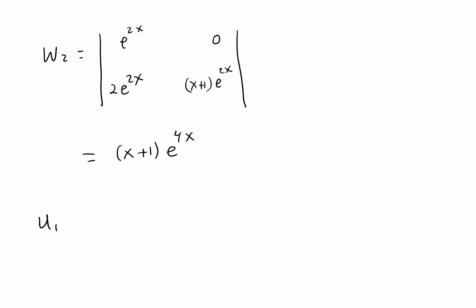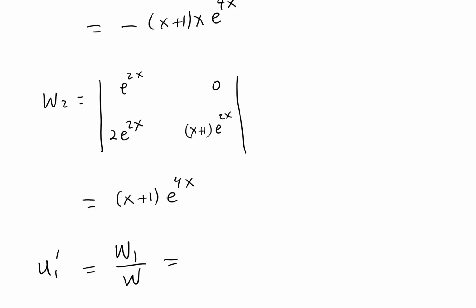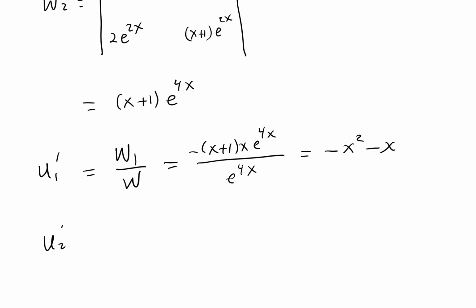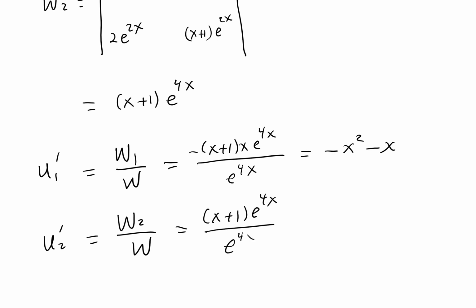From here you can find u1 prime, which is w1 over w. w1 is negative (x plus 1) times x e to the 4x, and w is e to the 4x. That gives us negative x squared minus x. u2 prime is w2 over w, which is (x plus 1) e to the 4x over e to the 4x.